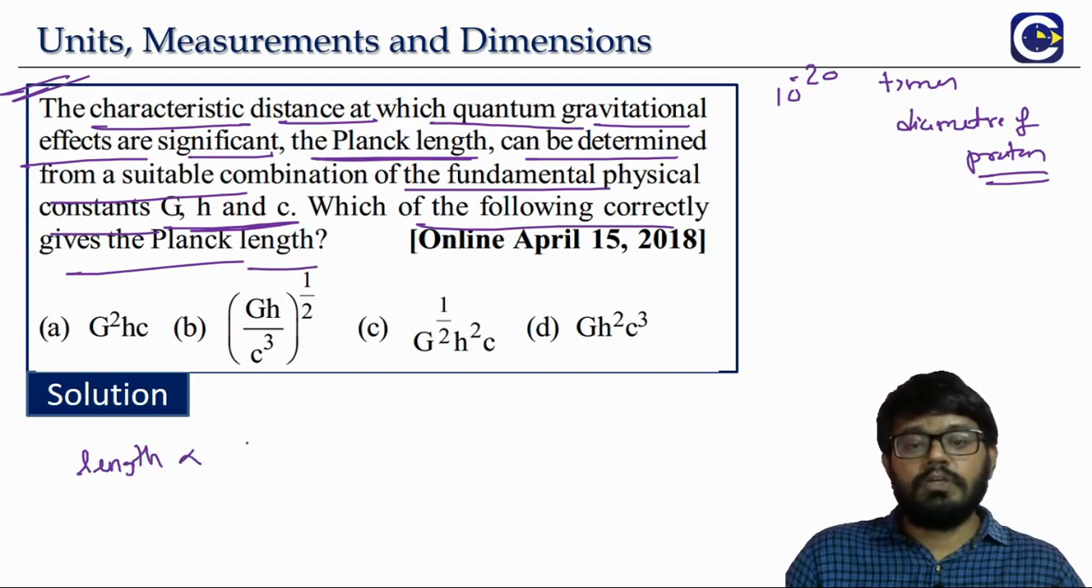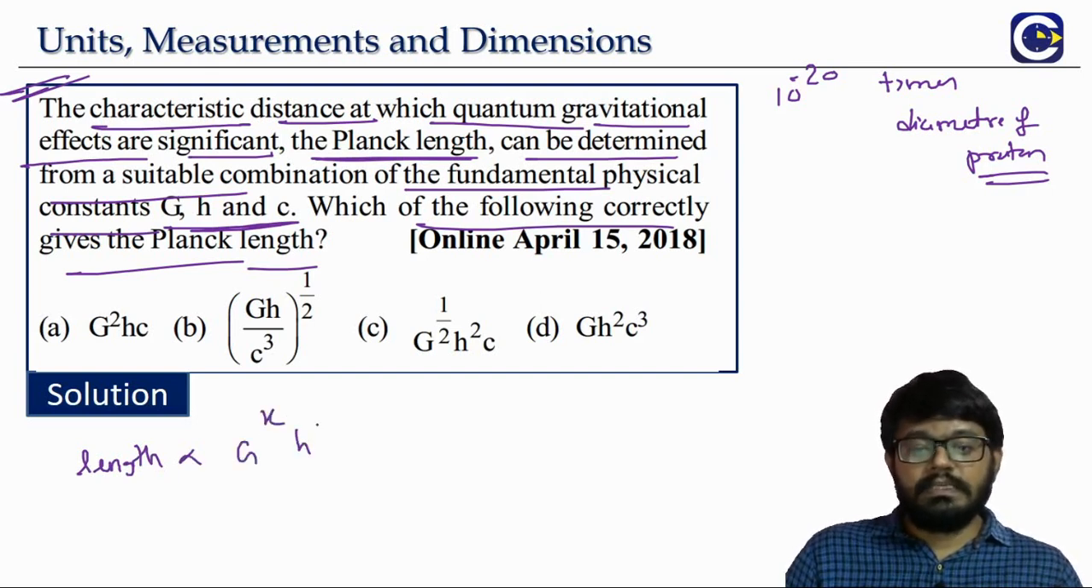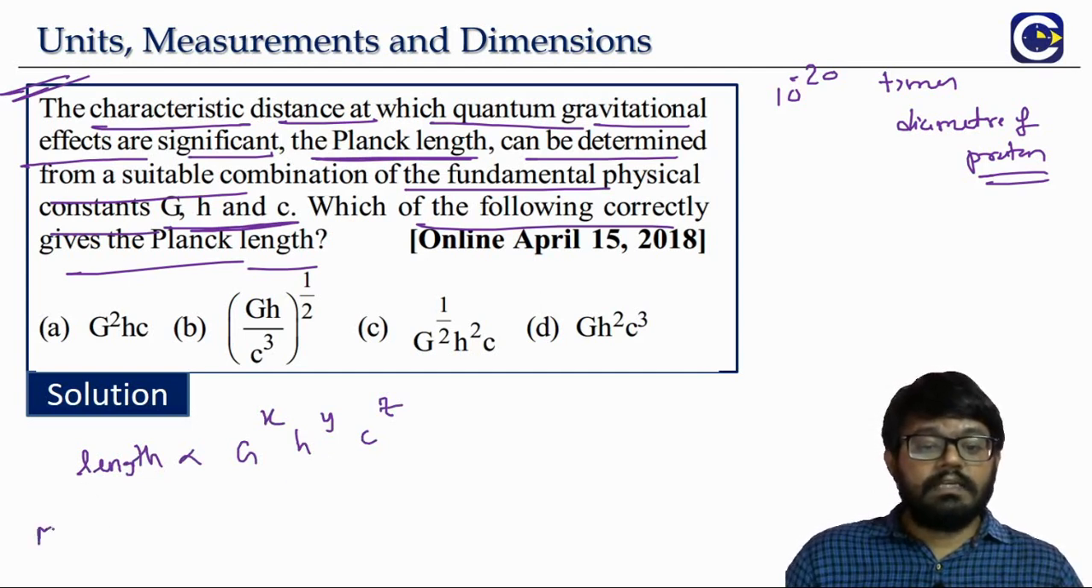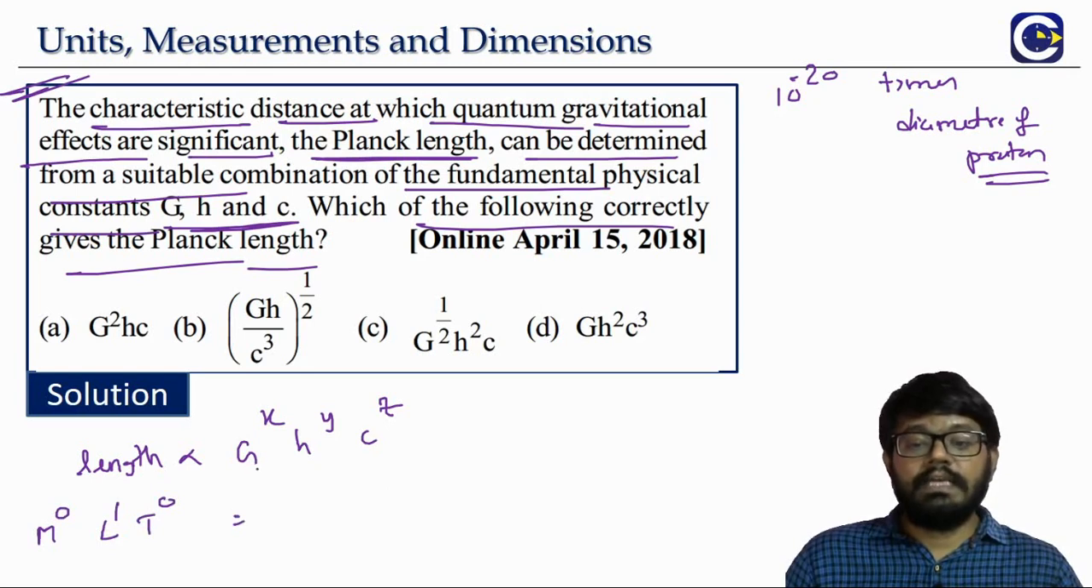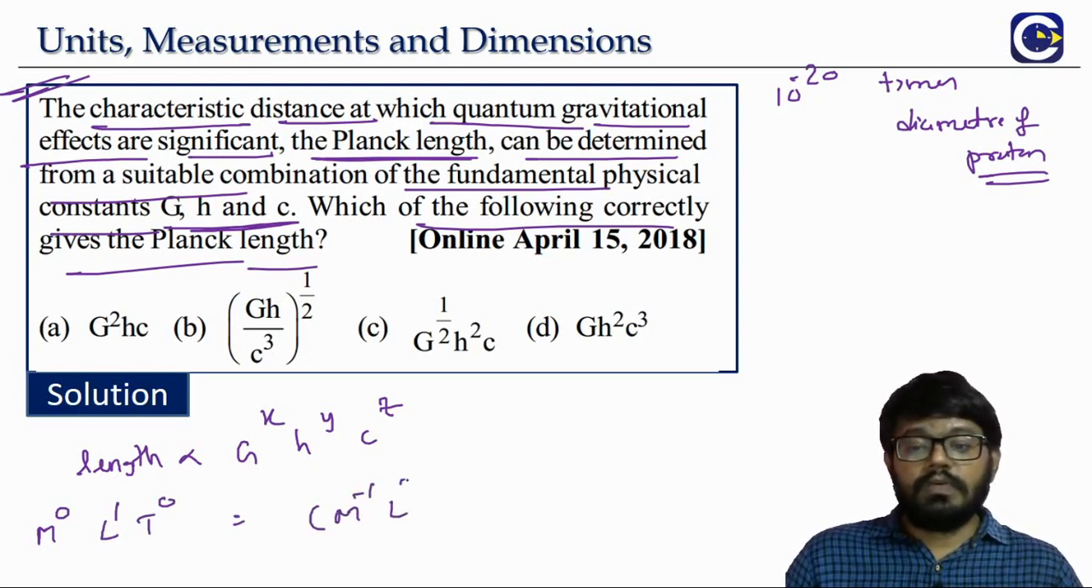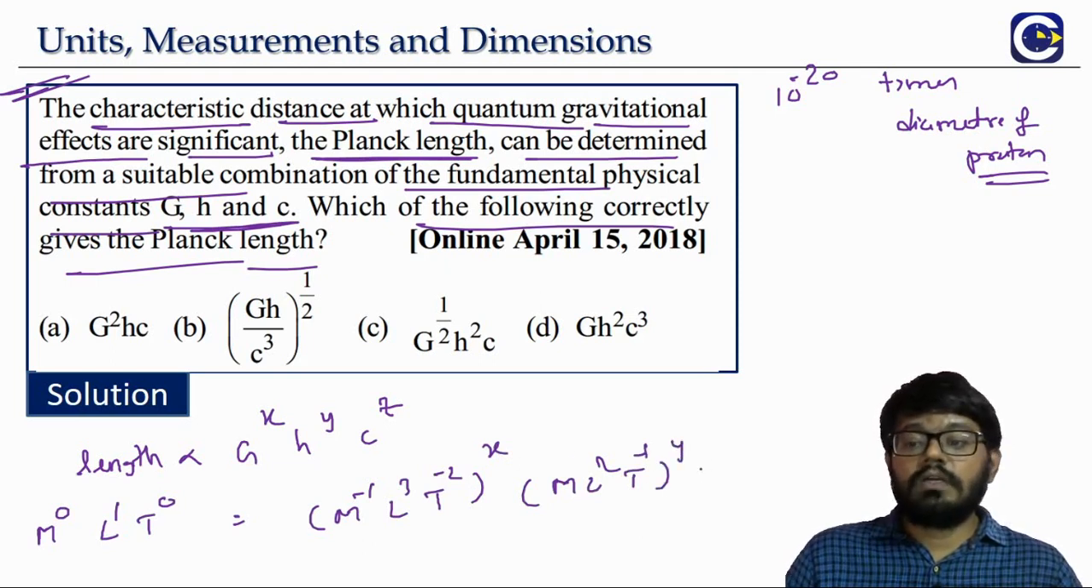Length is proportional to G power X, H power Y, C power Z. On the left side, the power of M will be 0, power of L is 1, power of T is also 0. On the right side, the dimension formula of G is M power minus 1, L cube, T power minus 2, whole power X. H is M L square, T power minus 1, whole power Y. C is speed.